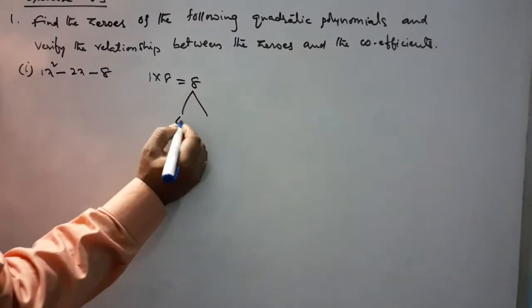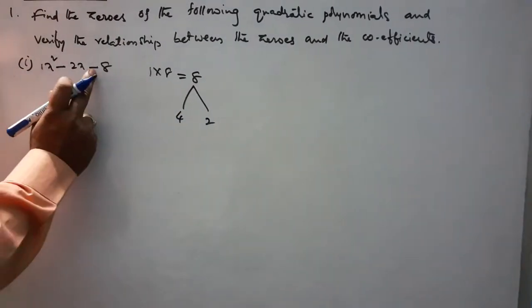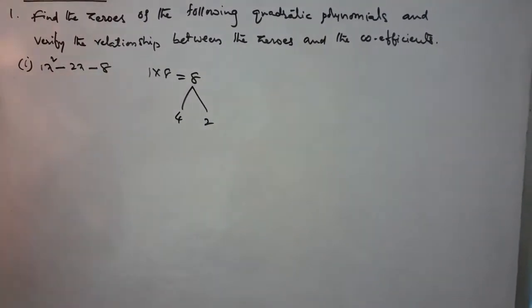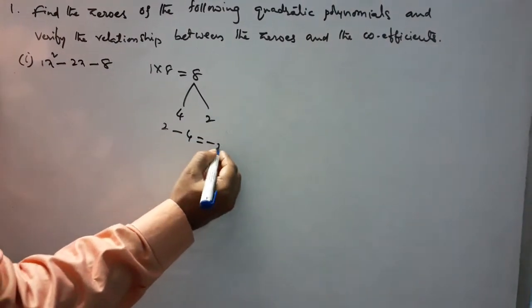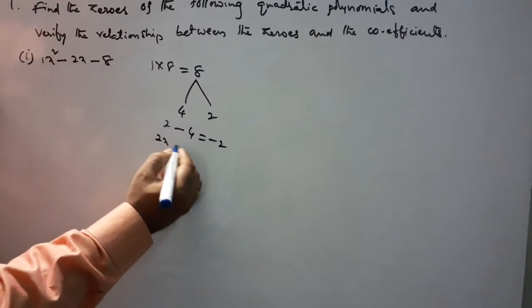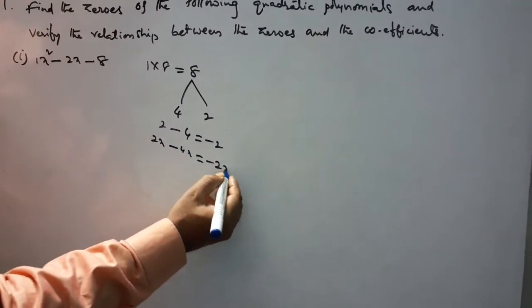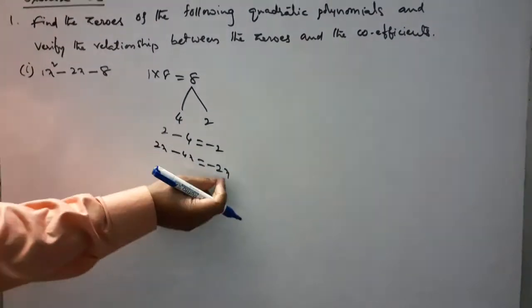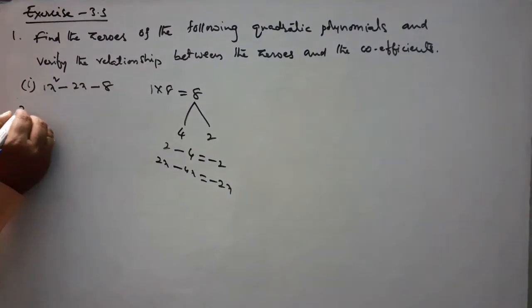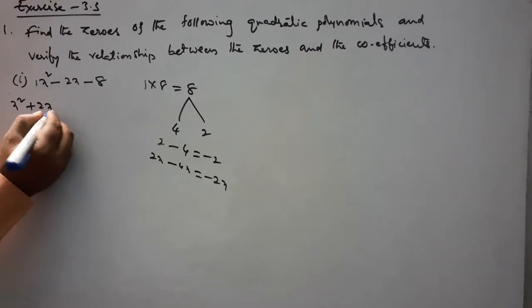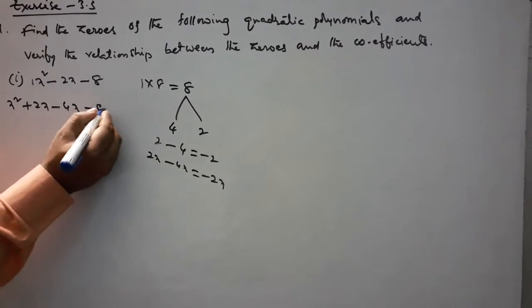4 twos are 8. Here it is a minus 8. So we have to take the subtraction. So if you take 2 minus 4, we will get minus 2. So my 2x minus 4x, we will get the minus 2x. So minus 2x, we can write it as 2x minus 4x. So here x square plus 2x minus 4x minus 8.